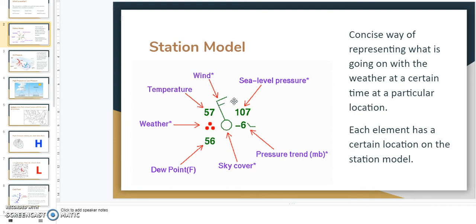And then these little flags are going to tell you wind speed. Now, wind speed, technically, for the meteorologists, is given in knots, which is a little bit different than miles per hour.